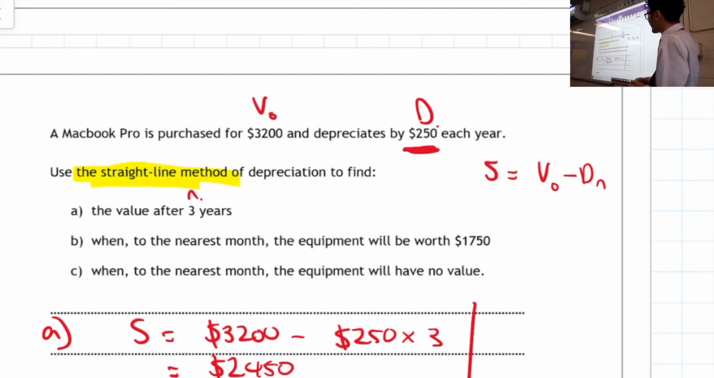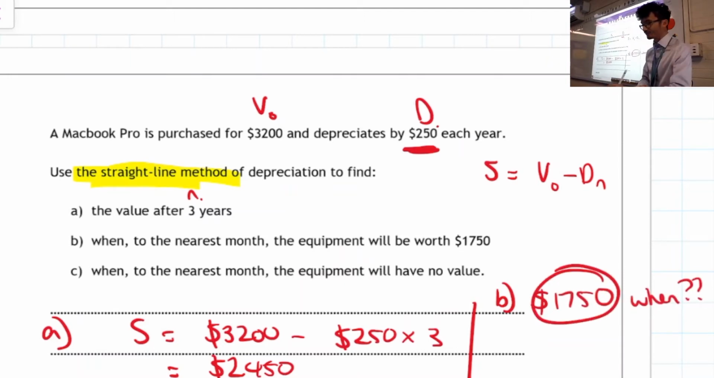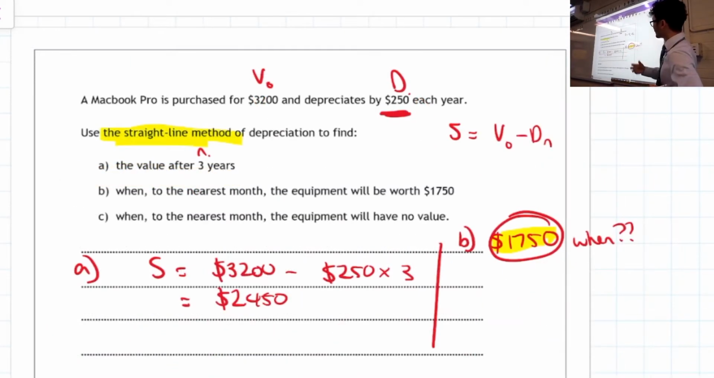Well, what they can do is they can say, all right, instead of saying what will it be after 3 years, I want to know when this is worth $0, right? Oh, sorry, not $0, $1,750. That's the part B, right? How could we do that? Think about what variable this one here is. So I want to know when, to the nearest month, the equipment will be worth $1,750.